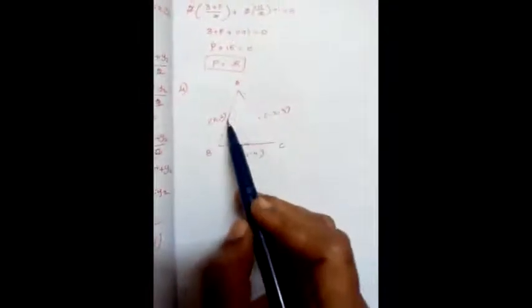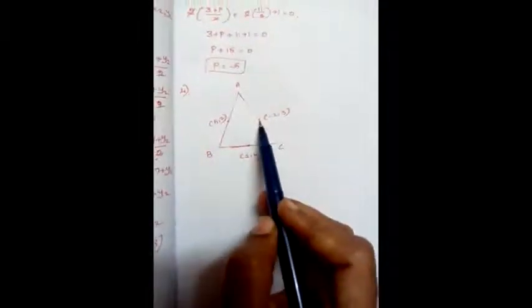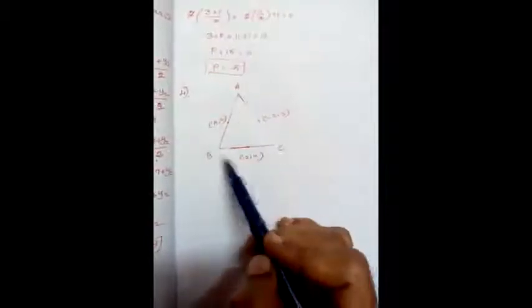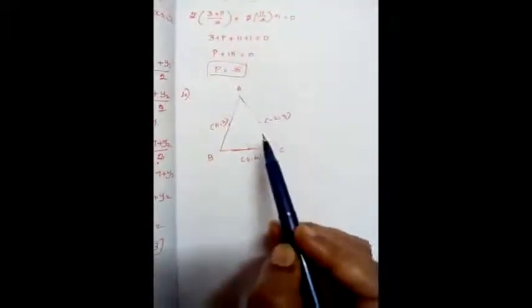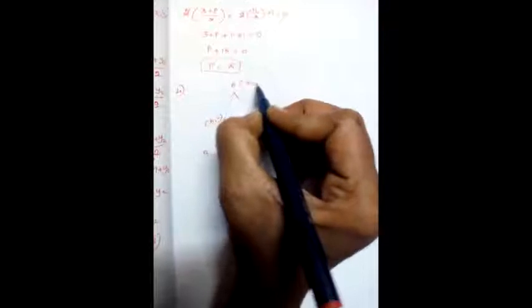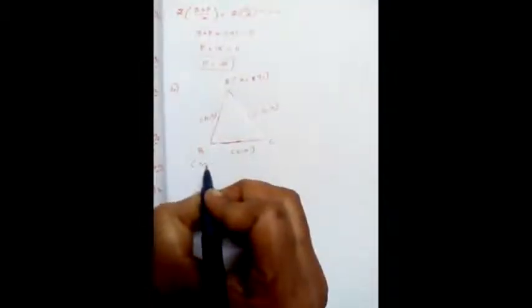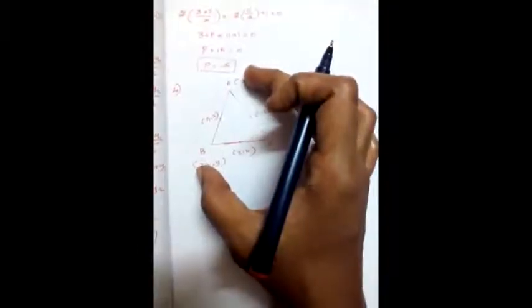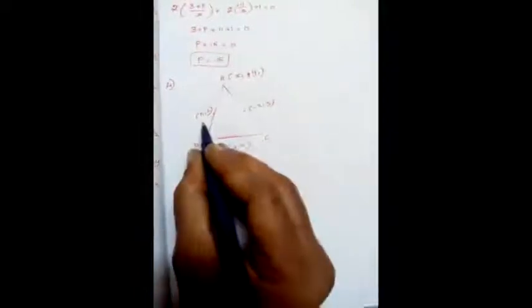Next is the fourth sum. They are given the midpoints of the triangle. We have to find the vertices of the triangle. We have to find the points A, B and C. We can consider A as point x1 comma y1 and B as point x2 comma y2, and the midpoint of x1, y1 and x2, y2 is 5 comma 2.